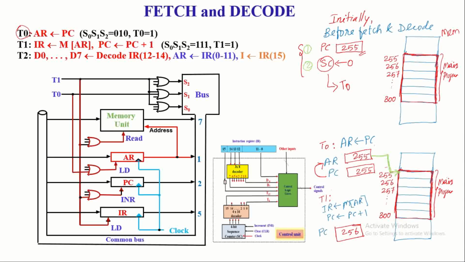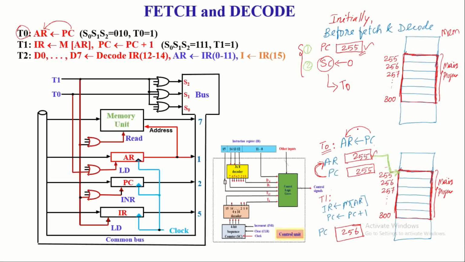So during that time, the program counter value needs to be transferred to the address register. What is the program counter value as of now? It is holding the address of the first instruction, right? That is 255. During the timing signal T0, that content from the program counter has to be transferred to the address register. Once it is transferred, the address register will be holding the address 255.